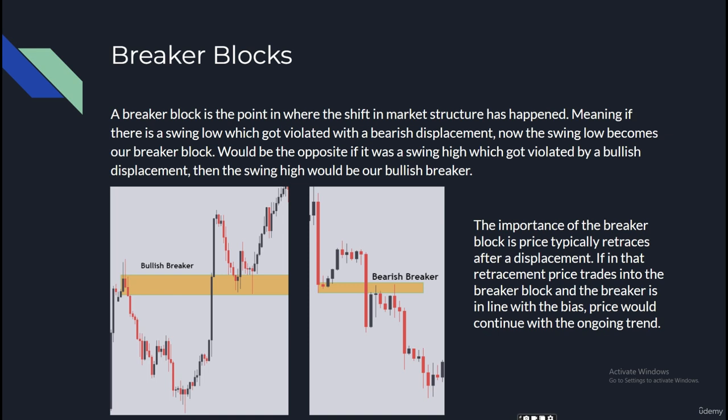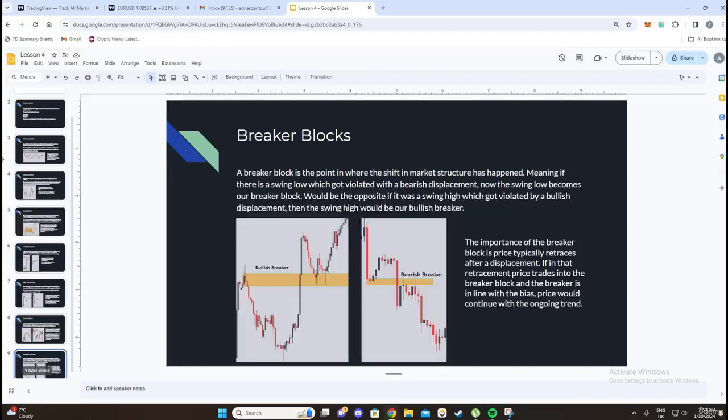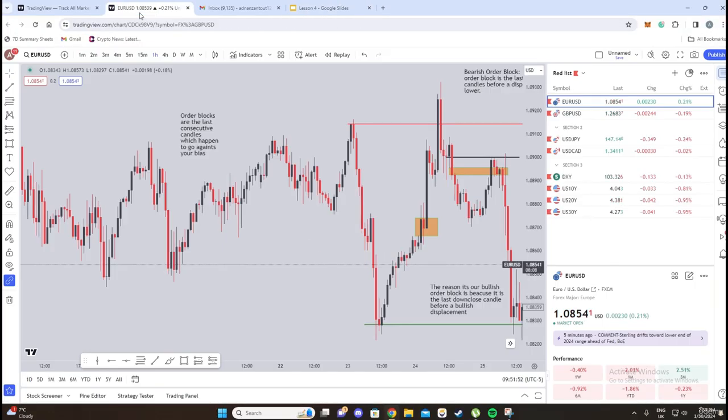And the opposite, if we have a swing high which got violated by a bullish displacement, then the swing high would be our bullish breaker. And the importance of the breaker block is price typically retraces after displacement, and if we see price retrace into our breaker block level and our bias is bullish with that displacement, that would be a good idea to go long. That's a good way for price to continue repricing higher. So let me go on the charts and show you exactly what I'm talking about.